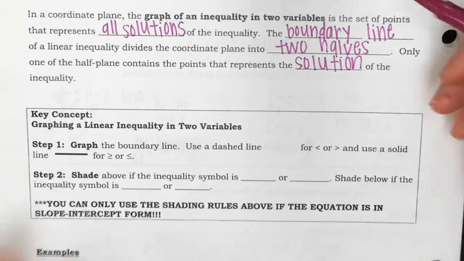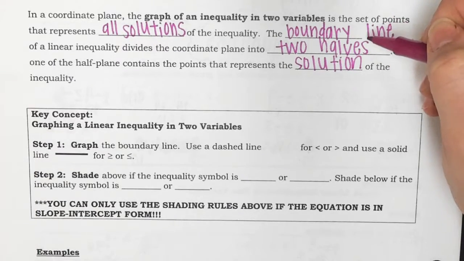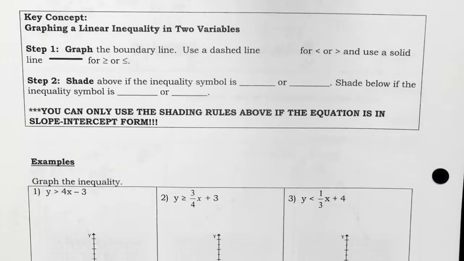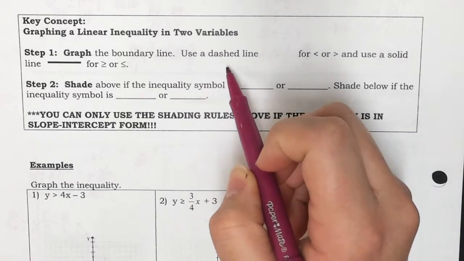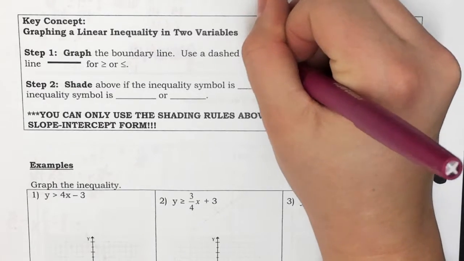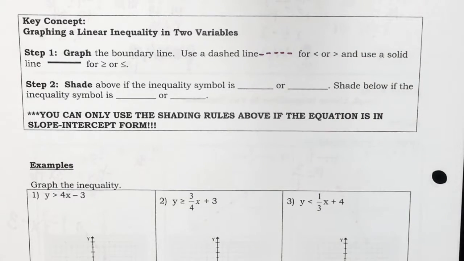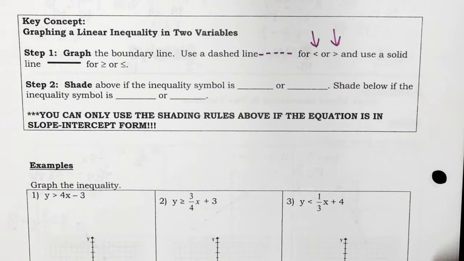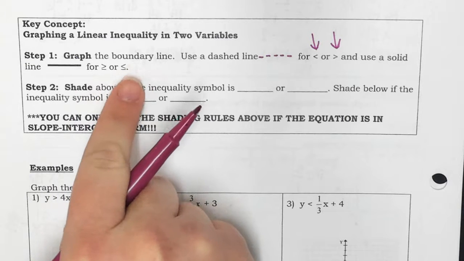So when we graph these linear inequalities, there's going to be this line called the boundary line. This boundary line is going to tell you what is a solution and what's not a solution. Here's the thing about graphing inequalities. When you're graphing this boundary line, you have to use a dashed line. A dashed line looks like this. It's just little dashes, so draw that there. You're going to use a dashed line if it is less than or greater than. Use a solid line if it is greater than or equal or less than or equal.